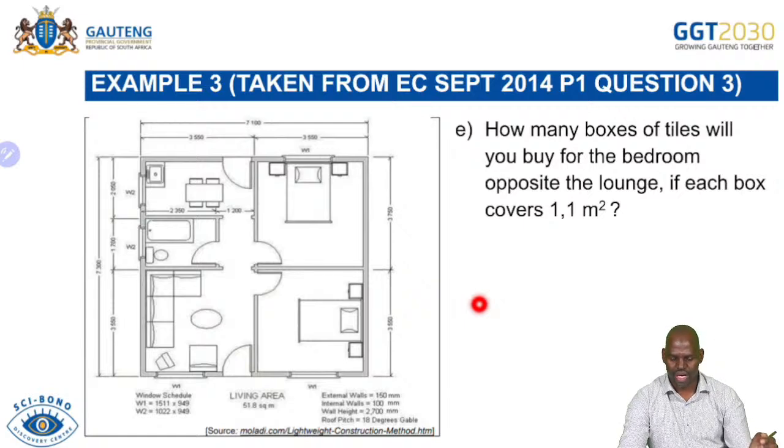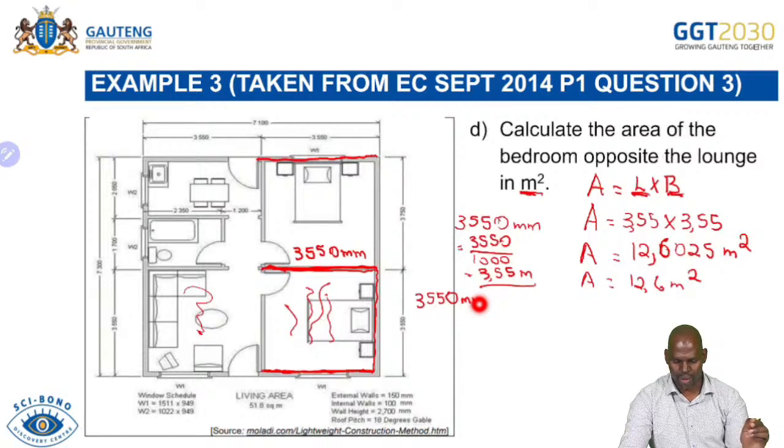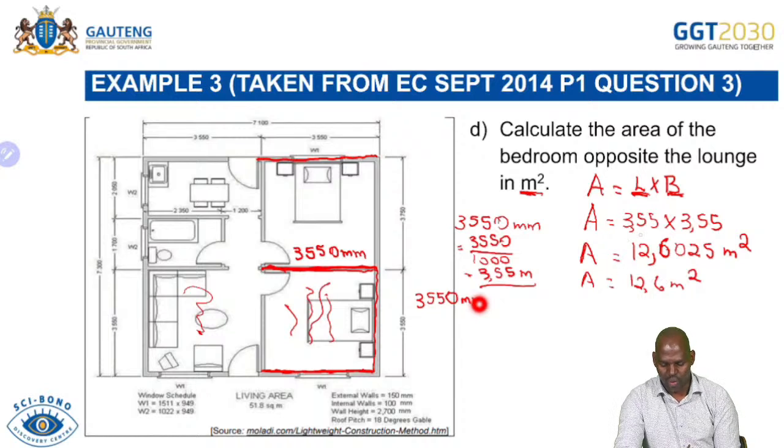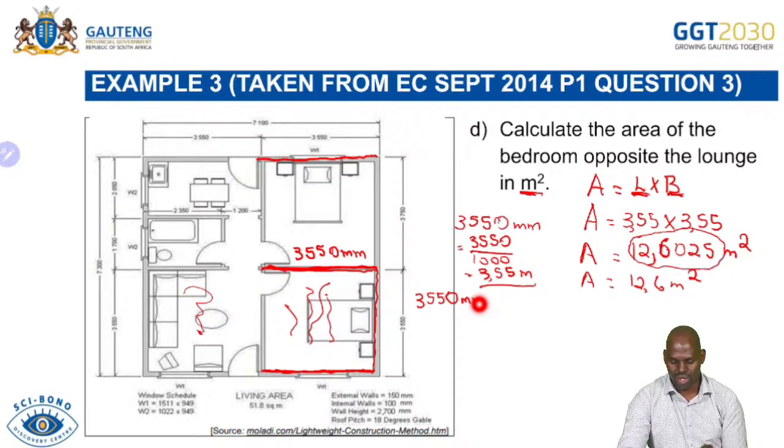It's still example 3. They say, how many boxes of tiles will you buy for the bedroom opposite the lounge if each box covers 1.1 square meters? Now, boys and girls, if I take you back to number D, we have calculated the area, which is 12.6025. Then they say how many boxes.